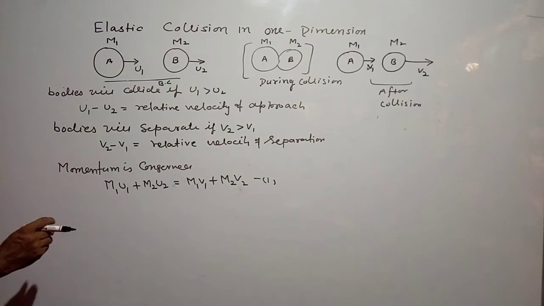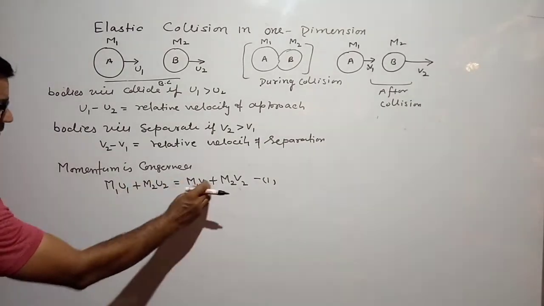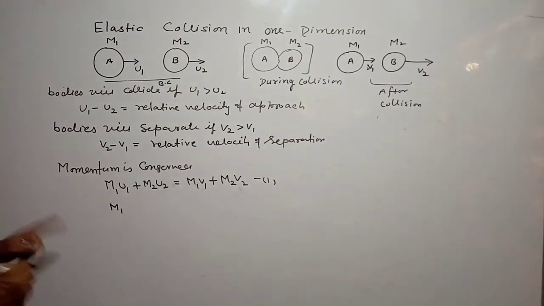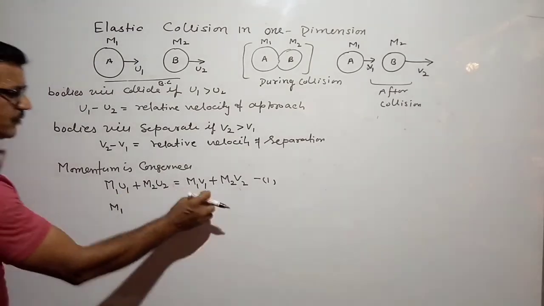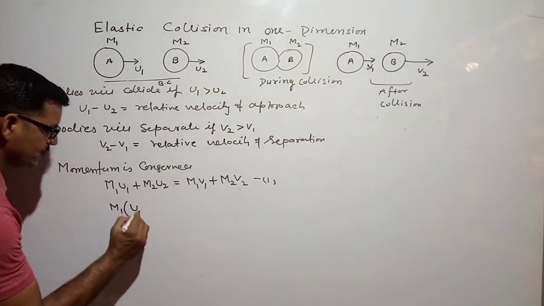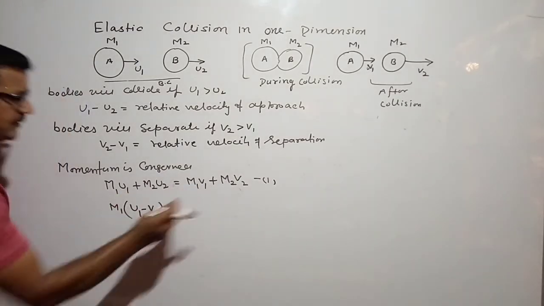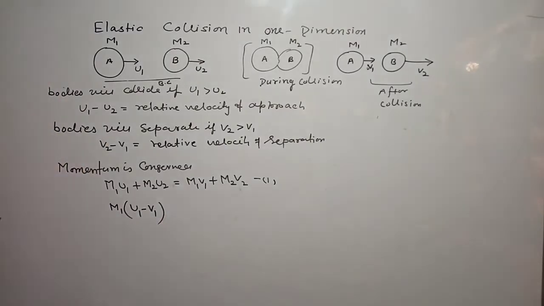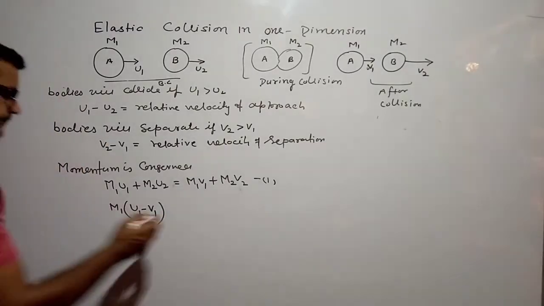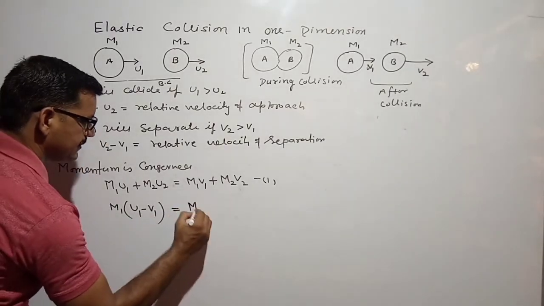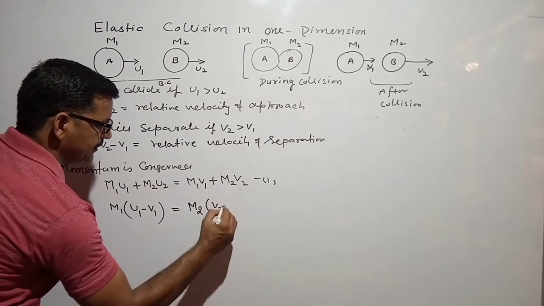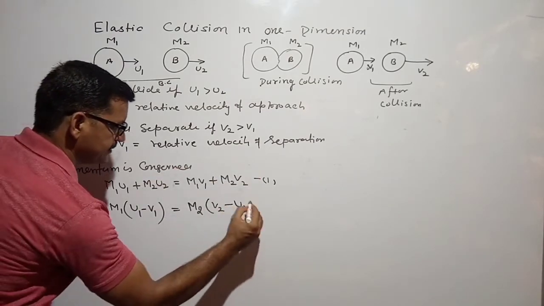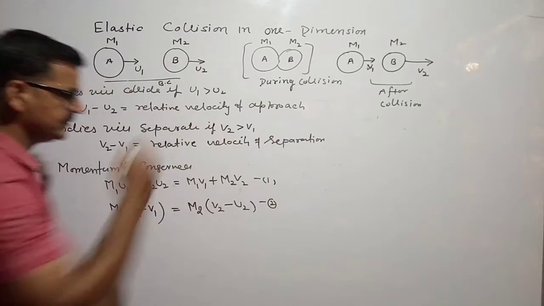Now just do one more thing. Take m1 common here. So if you take m1 common, m1 u1, m1 v1. So what will happen? u1 minus v1, because it will come this way. As the side is changing, the sign will be minus. Now on this side m2 v2, here take u2 to this side, so it is minus u2. Let this be equation number 2.